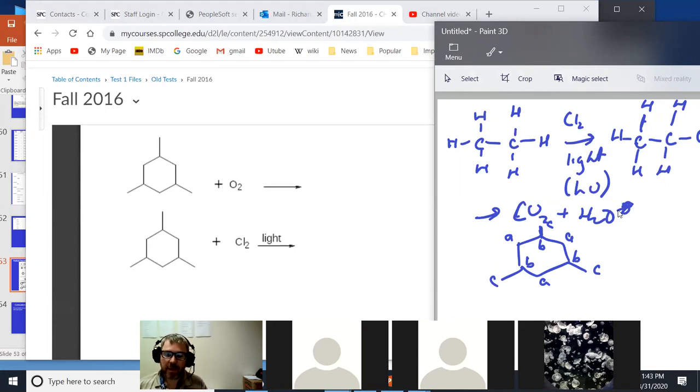What concept am I employing there in order to have the same letters on different carbons? Can anybody come up with the word I'm looking for here? Isomers? Symmetry. So there's a lot of symmetry going on here. Each of those A, B, and C can have a different chlorine on it. So one of these would be that.